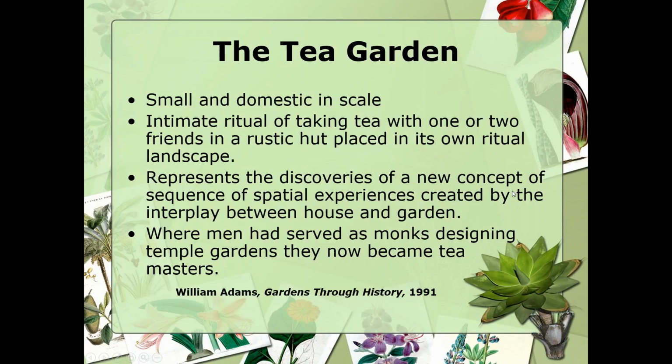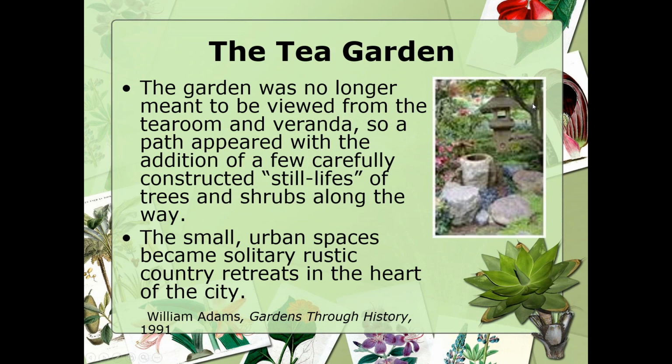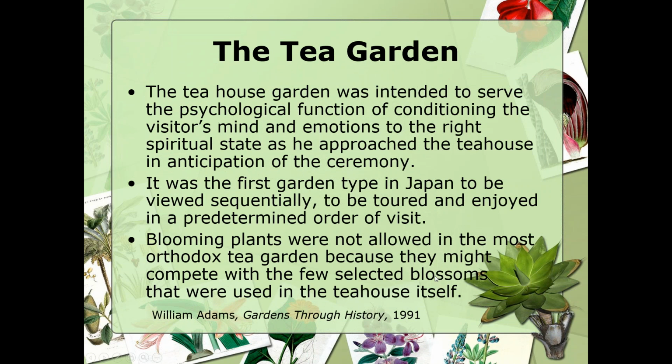We have tea gardens, which are small and domestic in scale, the intimate ritual of taking tea with 1 or 2 friends in a rustic hut placed in its own ritual landscape. It represents the discoveries of a new concept of the sequence of spatial experiences created by the interplay between house and garden. Where men had served as monks designing temple gardens, they now became tea masters. So here's an example of one of those smaller tea gardens. And there's places to sit and join together and actually participate in the tea rituals.